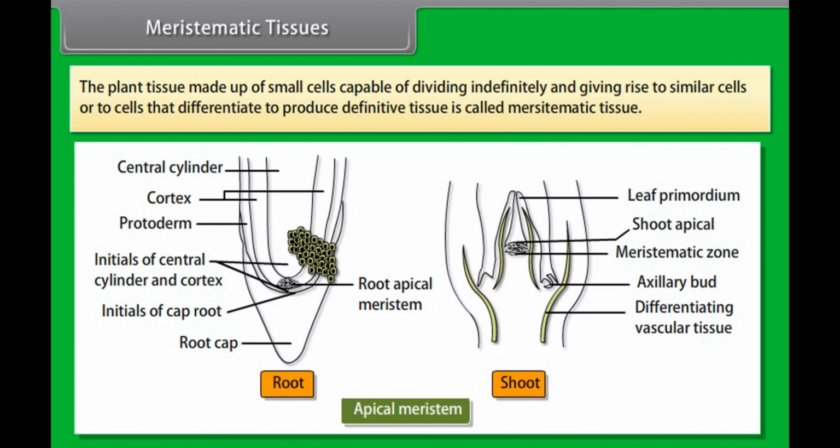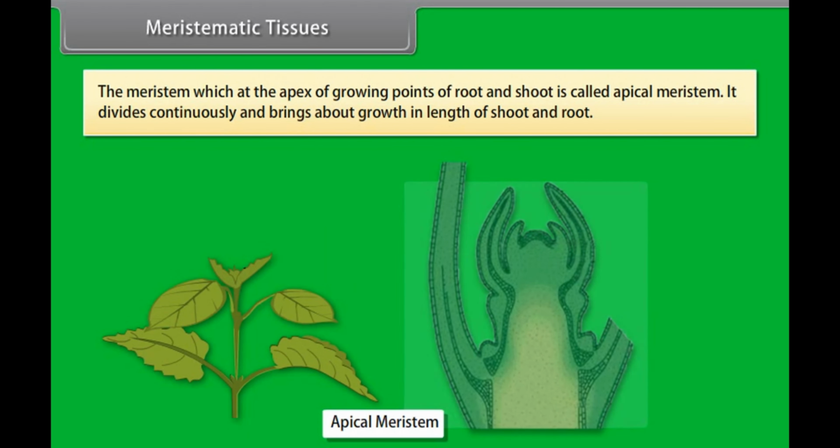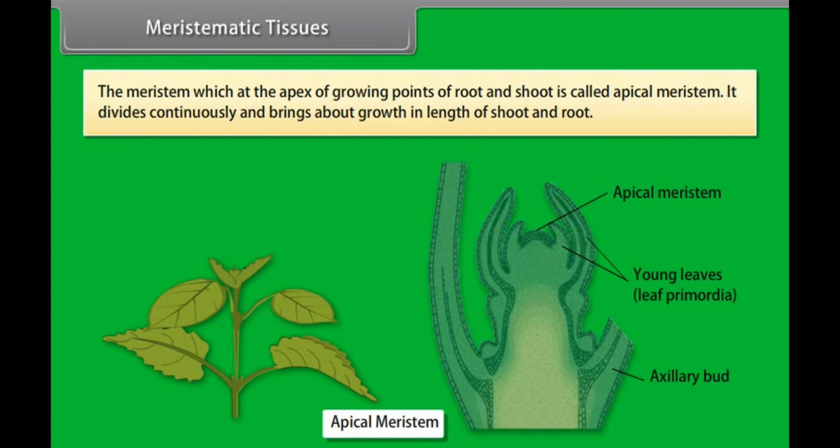Meristematic tissues. The plant tissue made up of small cells capable of dividing indefinitely and giving rise to similar cells or to cells that differentiate to produce definite tissue is called meristematic tissue. The meristem at the apex of growing points of root and shoot is called apical meristem. It divides continuously and brings about growth in length of shoot and root.